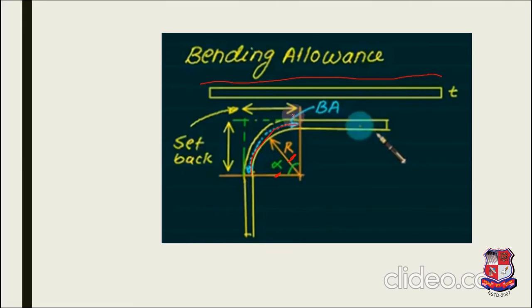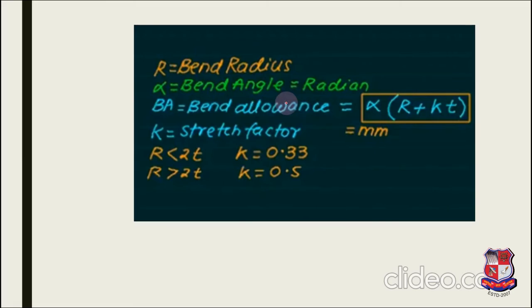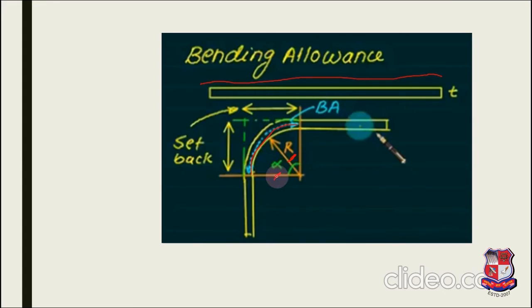So if we want to get the formula, it goes like this: bending allowance is equal to alpha into (r plus kt), right? And the unit of this bending allowance will be in mm. Now, what is alpha? I have just said that alpha is the bent angle. This is our alpha, the angle up to which we have bent the sheet metal.